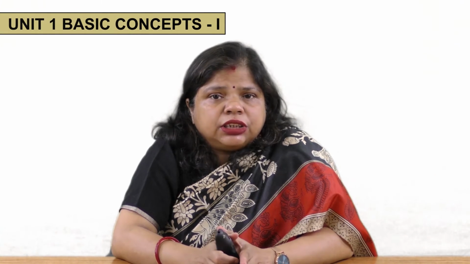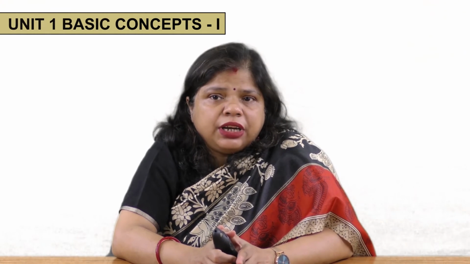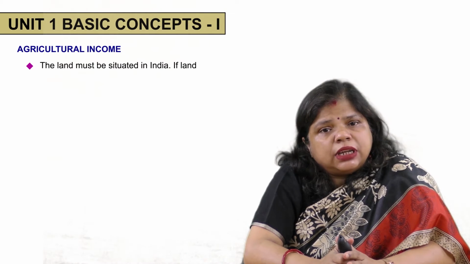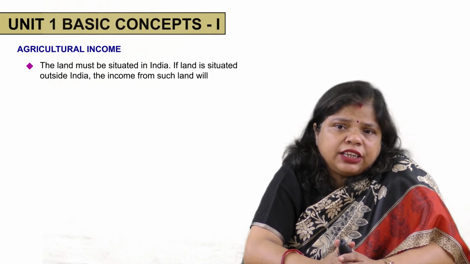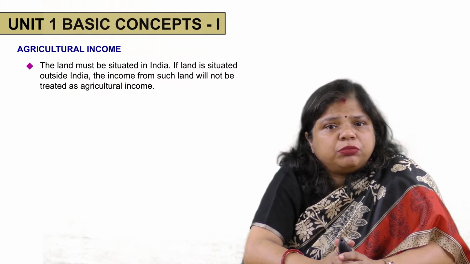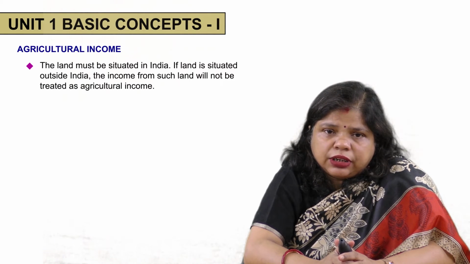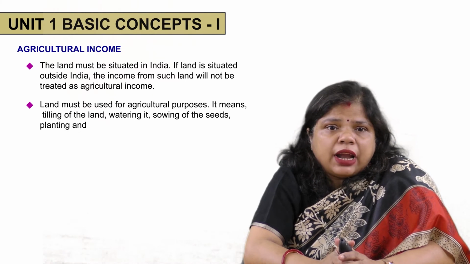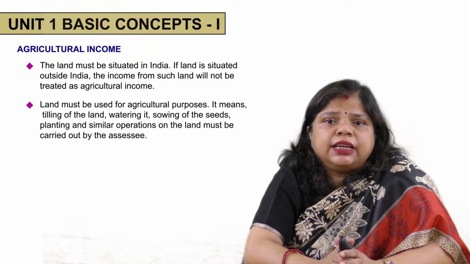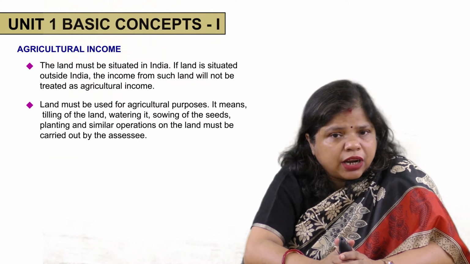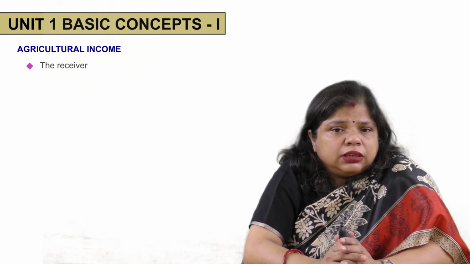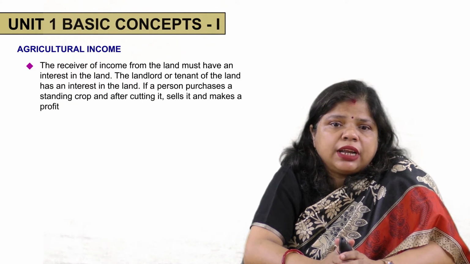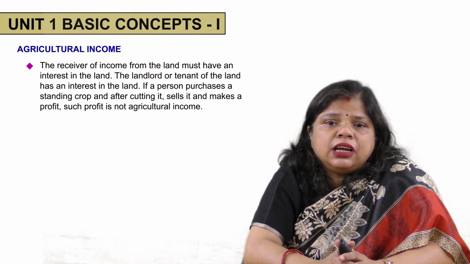There are some conditions which have to be satisfied for income from land to be treated as agricultural income. First and foremost, the land must be situated in India. If land is situated outside India, the income from such land will not be treated as agricultural income. Land must be used for agricultural purpose. It means tilling of land, watering it, sowing of seeds, planting and similar operations on the land must be carried out by the assessee. The receiver of income from the land must have an interest in the land. The landlord or tenant of land has an interest in the land.